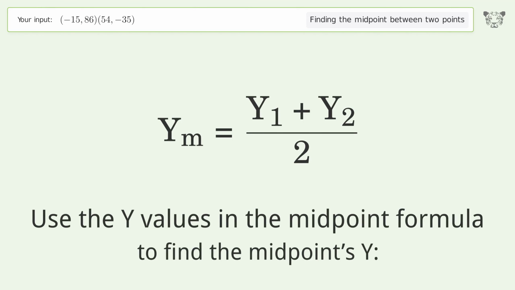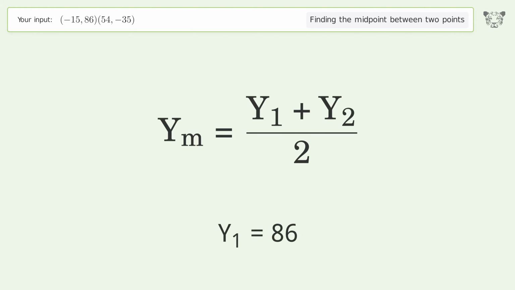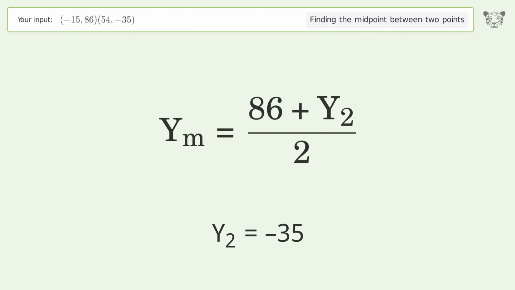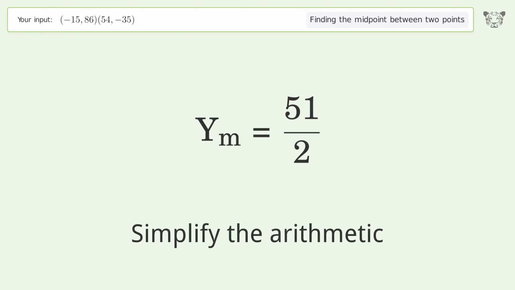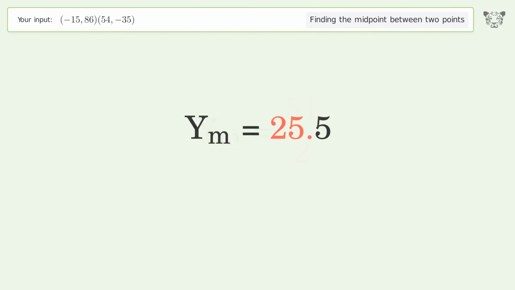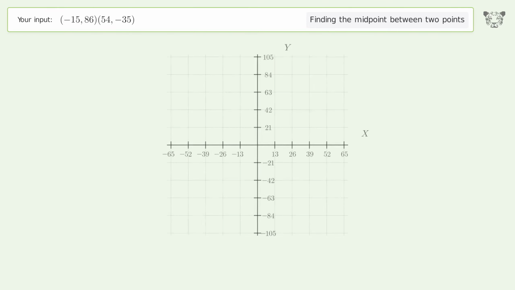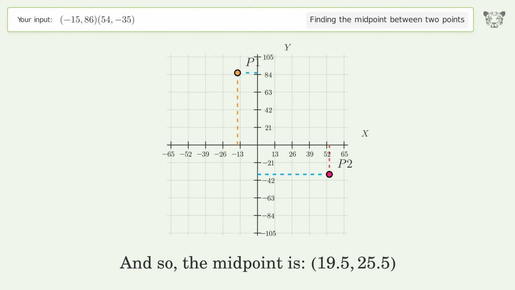Use the y values in the midpoint formula to find the midpoint's y. y1 equals 86. y2 equals -35. Simplify the arithmetic. And so, the midpoint is 19.5, 25.5.